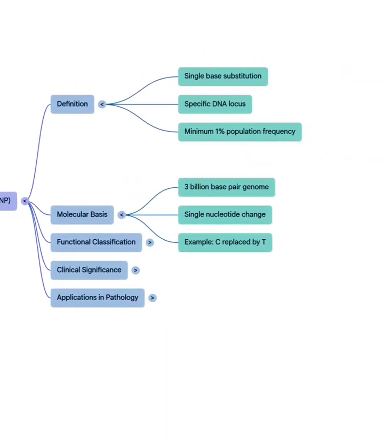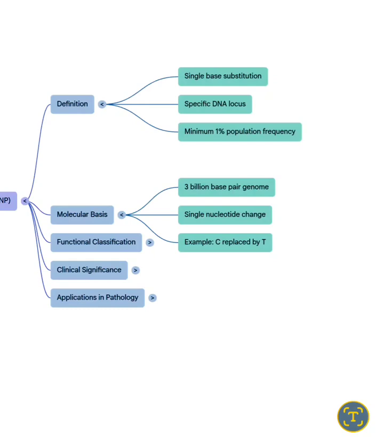Coming to molecular basis. The human genome consists of approximately 3 billion base pairs. Within its vast sequence, even a single nucleotide alteration can occur. Example, in a normal DNA sequence, if cytosine is replaced by thymine, it will lead to formation of SNPs. This may appear minor, but depending on its location, it can have no effect, subtle effect, or significant biological consequences.